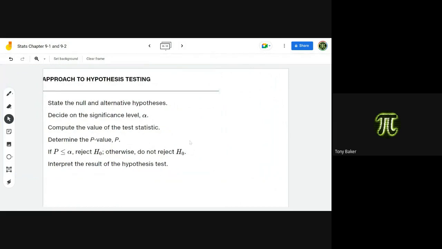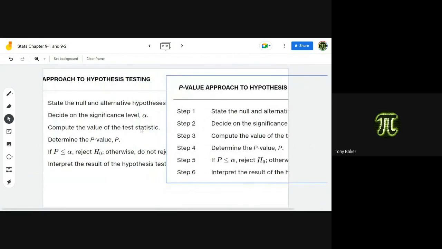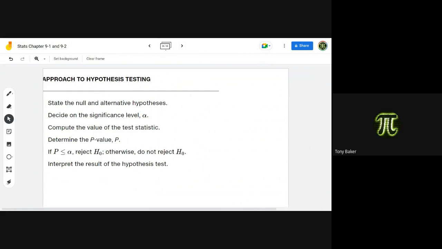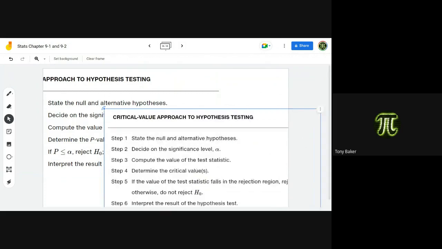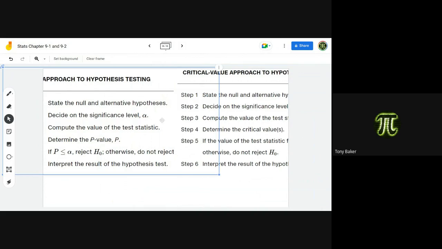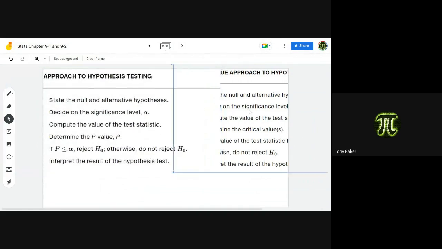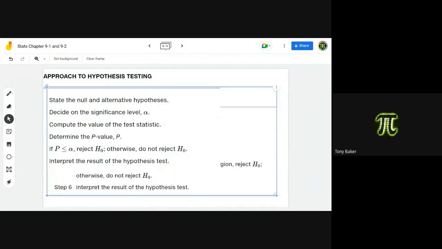So I'll show you something. Nope, not that one. Try this again. So this is the p-value approach. Let's shrink this a little bit.